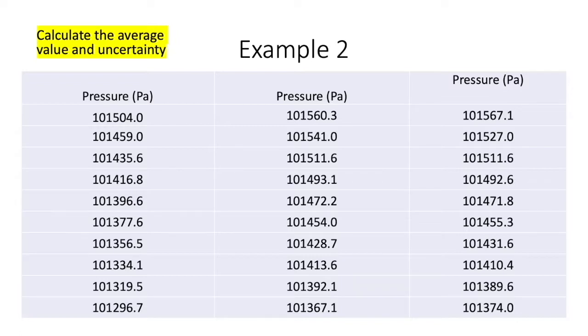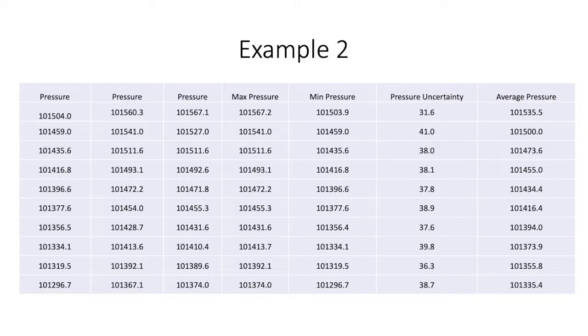Alright, so now I'm going to go through the answer. In order to find the uncertainty, I need to know the maximum pressure first, and then the minimum pressure. Then I subtract the minimum pressure from the maximum pressure and divide by 2, which gives us the uncertainty. Then I add all the pressures together and divide by the number of terms, which is 4. Actually, it's 3, which gives us the average pressure.